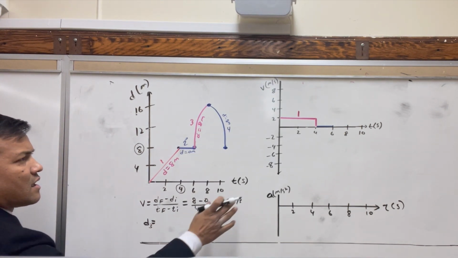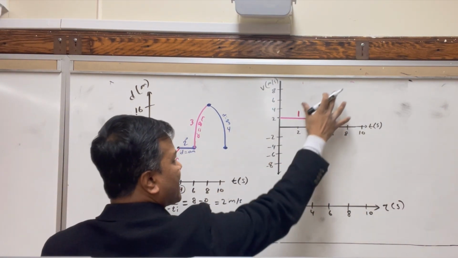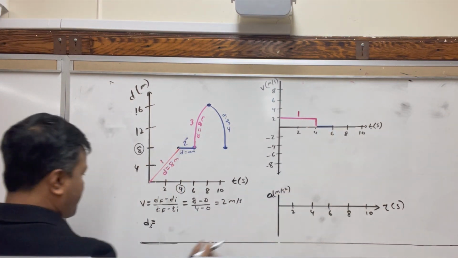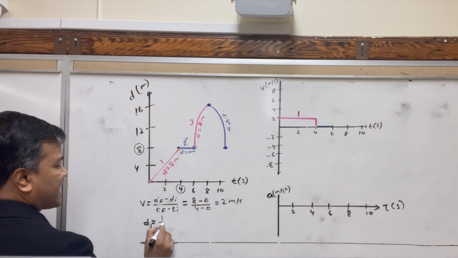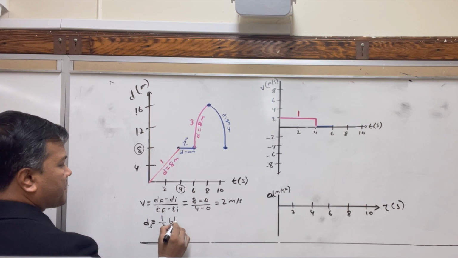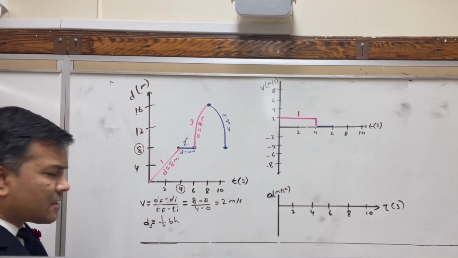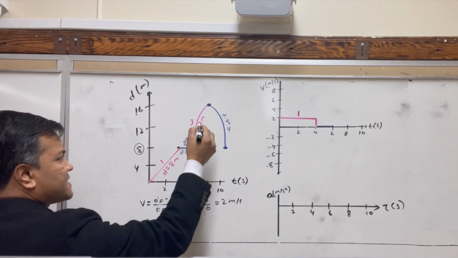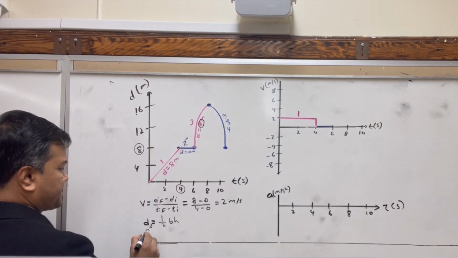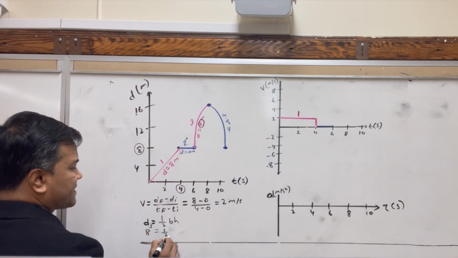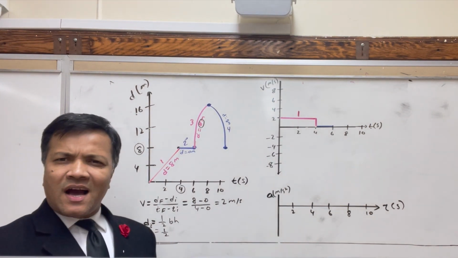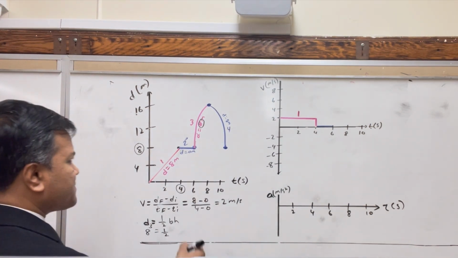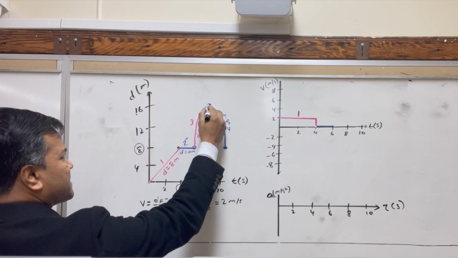Distance is the area under the curve. That's the distance. So distance is area under the curve. Okay, good. So far so good. And the distance is 8 meters. We already see that distance is 8 meters. So half. And it takes how long for the object to move 8 meters?